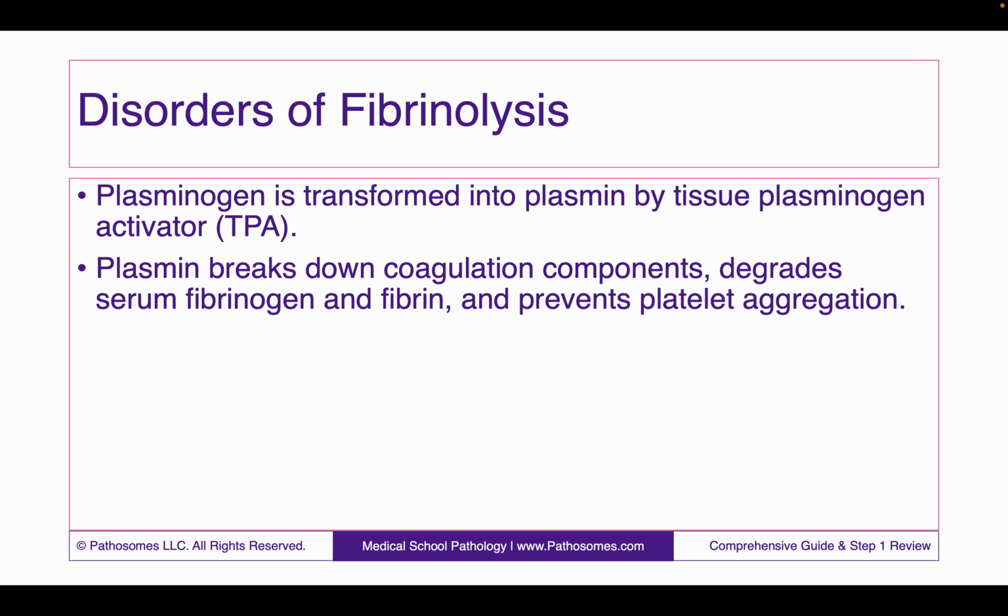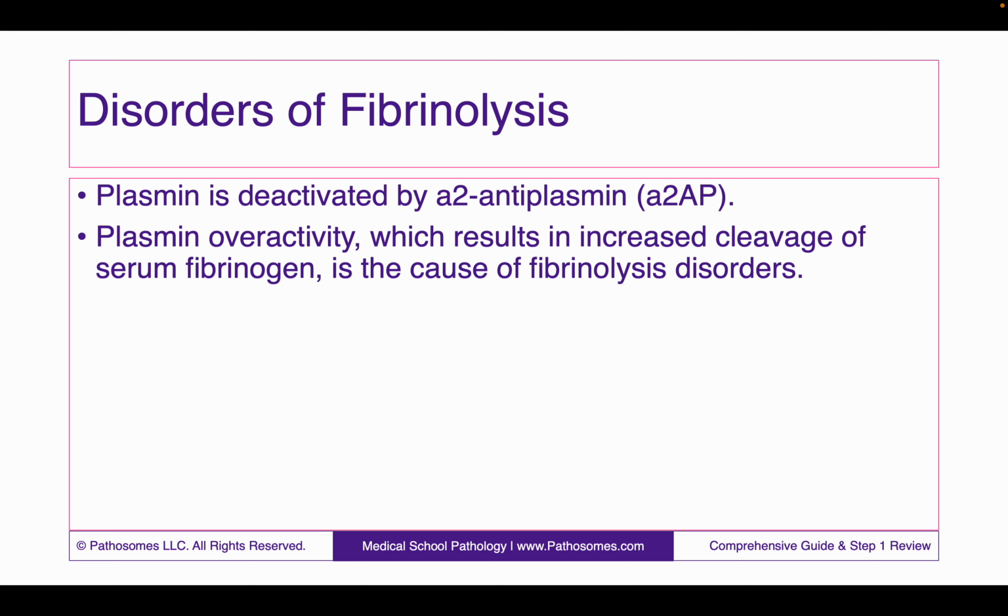Plasminogen is transformed into plasmin by TPA, tissue plasminogen activator. Plasmin breaks down coagulation components, degrades serum fibrinogen and fibrin, and prevents platelet aggregation. Plasmin is deactivated by alpha-2 antiplasmin. However, plasmin overactivity, which results in increased cleavage of serum fibrinogen, is the cause of fibrinolysis disorders.